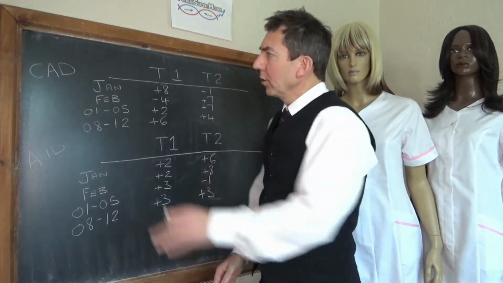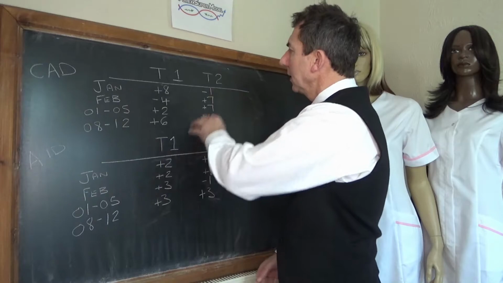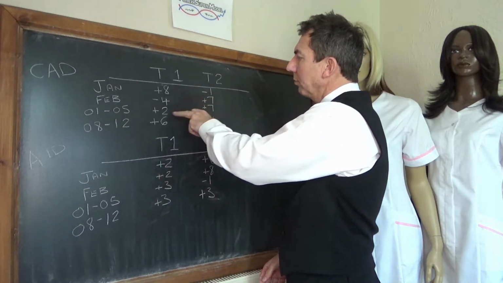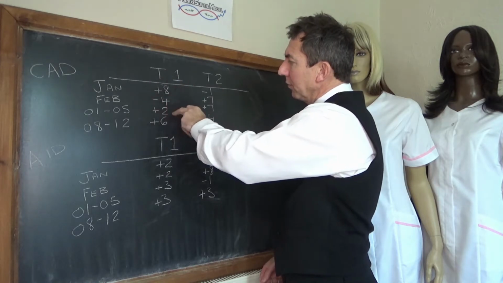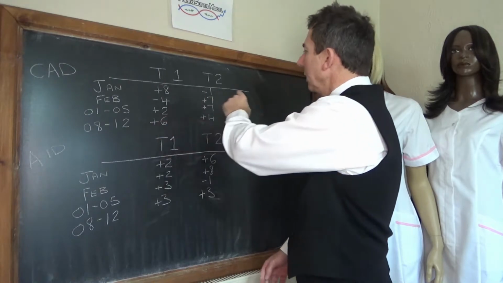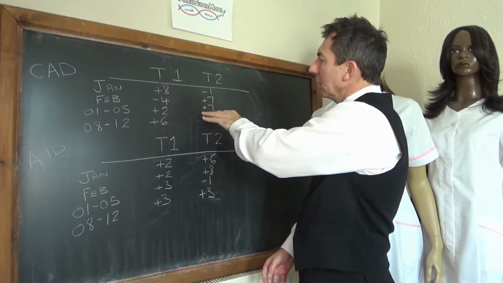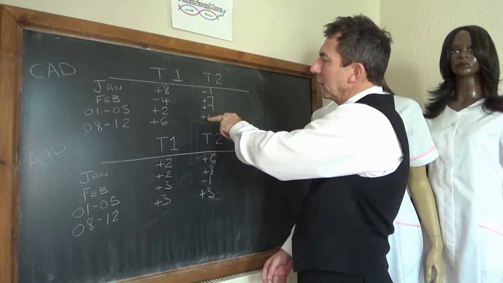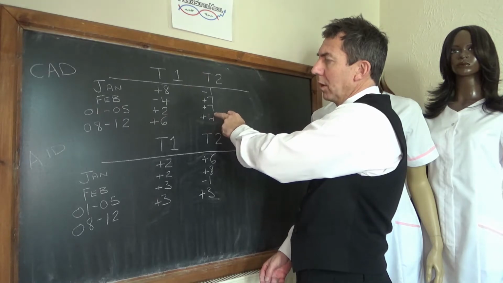Right, here we go again. We've got the CAD, the Canadian dollar, and the AUD, the Australian dollar. Start with the CAD, Tier 1: +8, -4, +2, +6. So an initial deterioration in February, but now improving in Tier 1 for March. Tier 2: -1, +7, +7, +4. So we've got positive but slightly deteriorating Tier 2 data in the March situation.